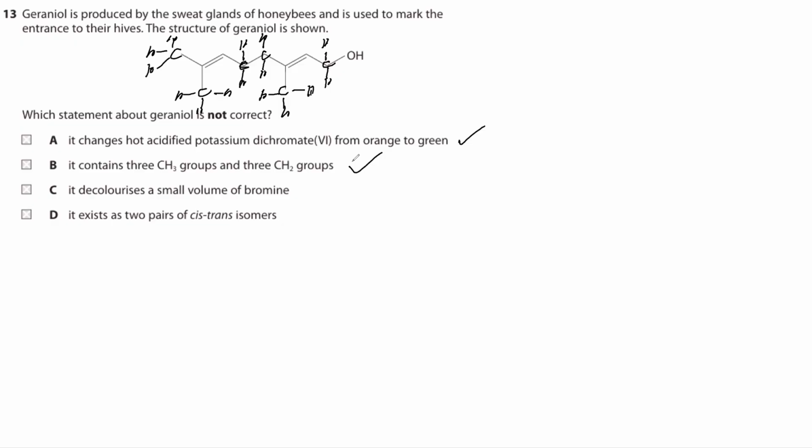It decolorizes a small volume of bromine. When you add bromine to a double bond, what will happen? The double bond opens up and it will decolorize the color of bromine.